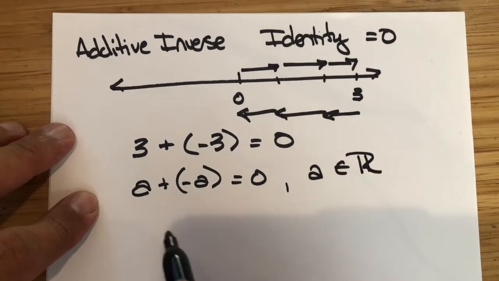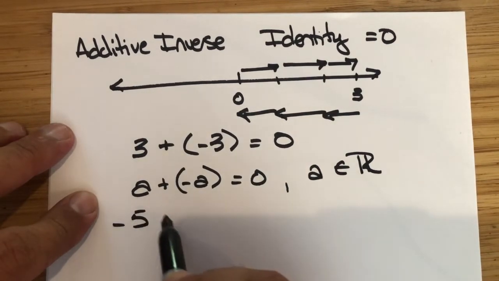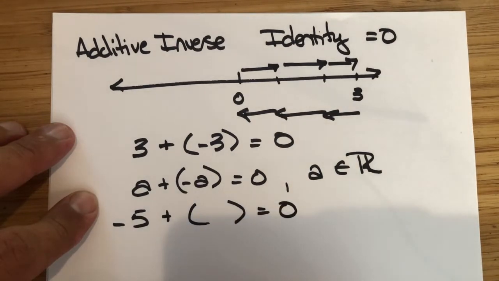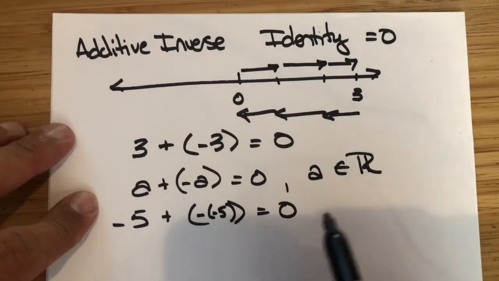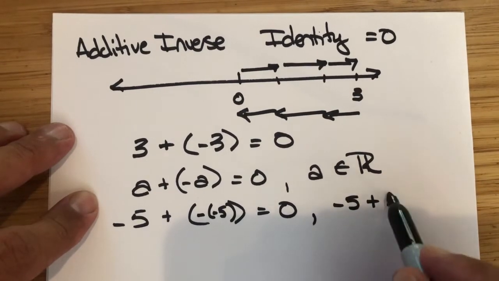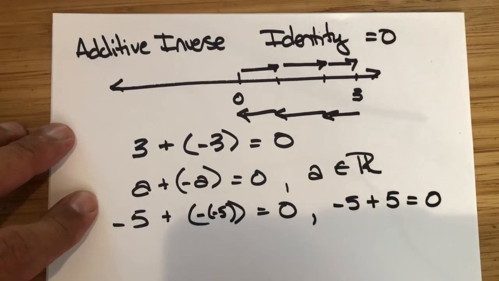This is very interesting because when we have -5 and we're trying to find the inverse to -5, well, we know that that's the negative of -5, which of course is just 5. So -5 plus 5 equals 0.